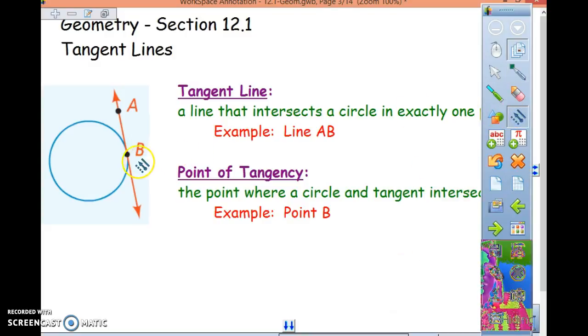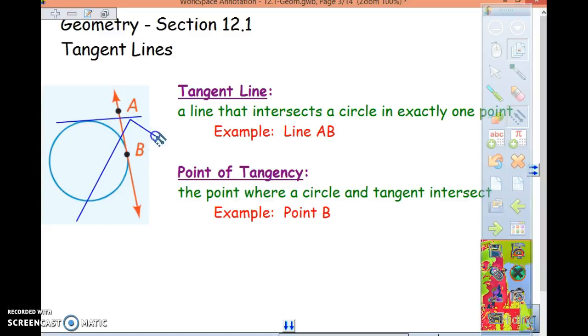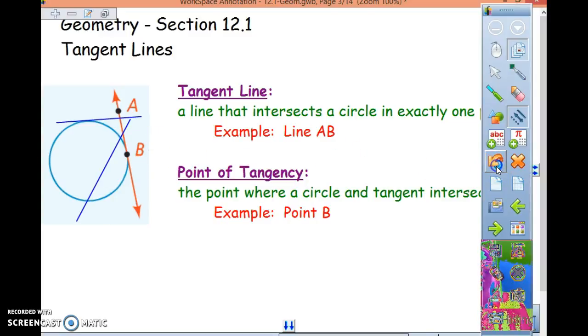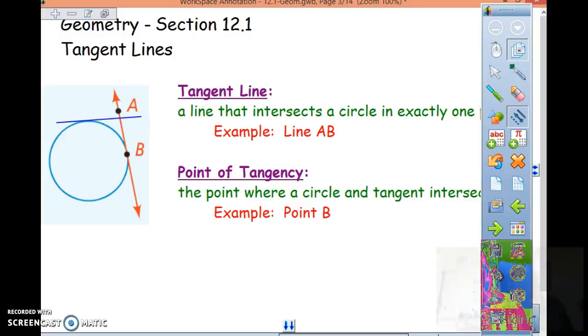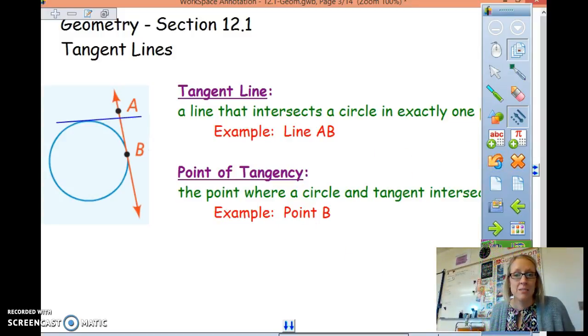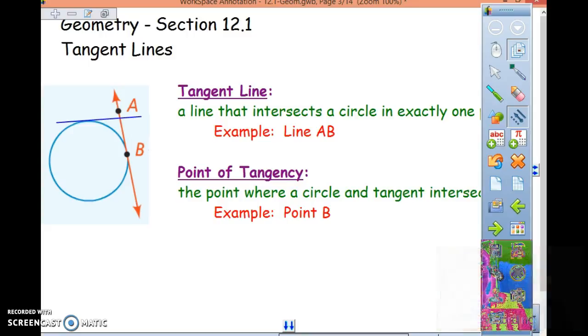So notice how in this example, point B is the point of tangency. I can draw another line that touches only once. I could draw another line here, but as soon as I go inside of it, that is no longer a tangent. So it can only touch in one location. Point of tangency.